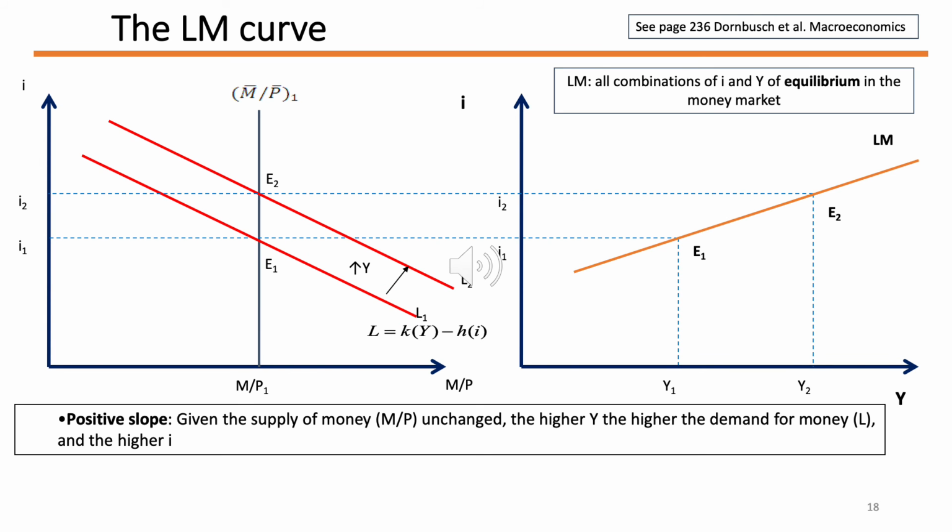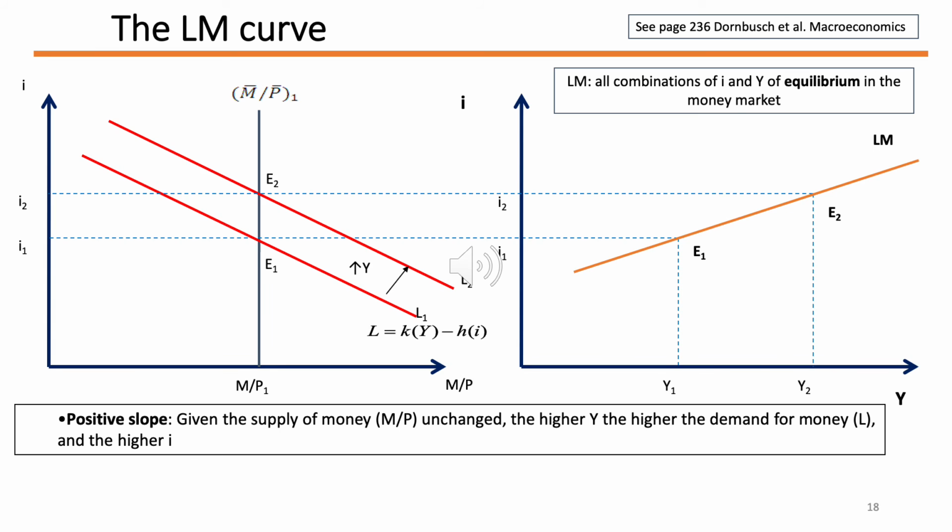Here you have the explanation on how we get the LM line. On the left-hand side of the slide, you have the representation of the demand for money, the red line, and the supply of money in the monetary markets. The supply of money, as I said before, is given by a vertical line. It's an exogenous variable. It's a fixed amount of money given by the central bank. That's why it's represented by M bar over P bar.